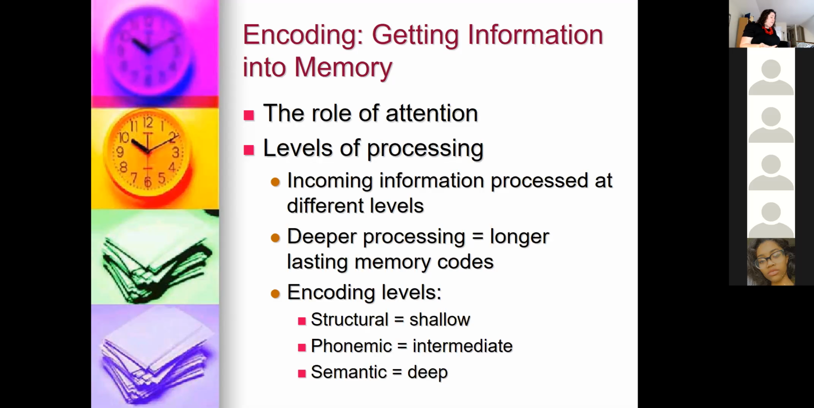And then the phonemic level, so the intermediate, and the semantic is deep. And that might all sound confusing right now, but never you worry. We've got a whole slide explaining about it.